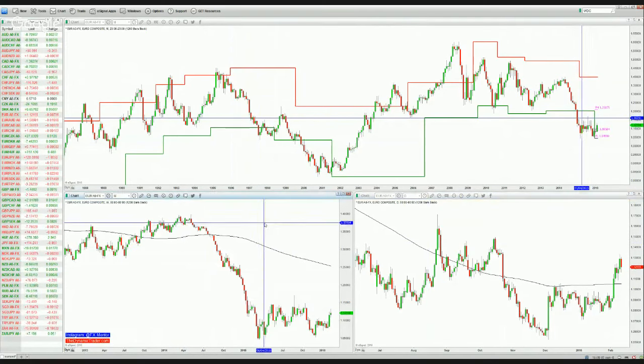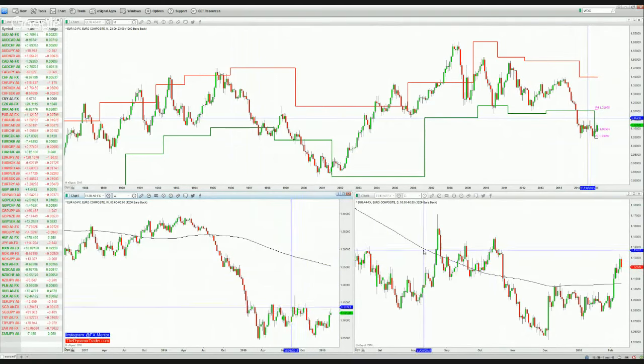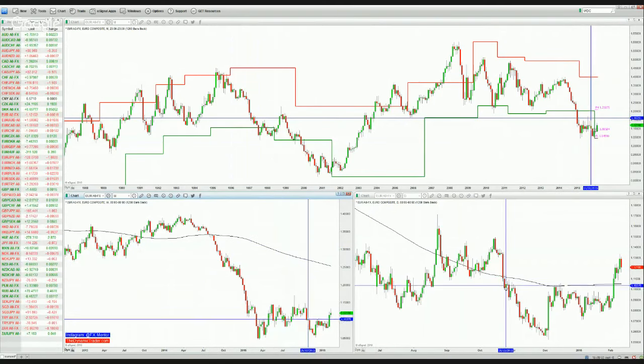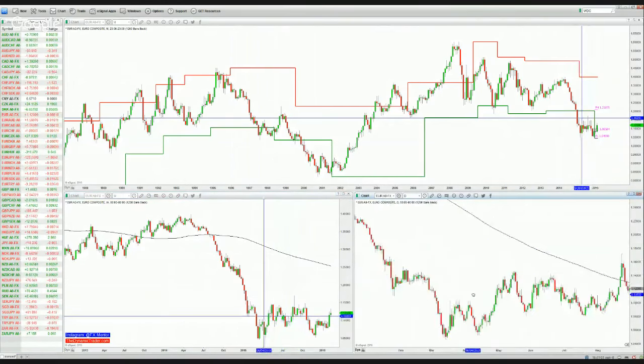So now we have the 200 moving average on the weekly and the 200 moving average on the daily. What I'm looking for is price to be below both moving averages in a strong bear market, and price to be above both moving averages in a strong bull market. Sometimes we need to wait for that setup to appear.